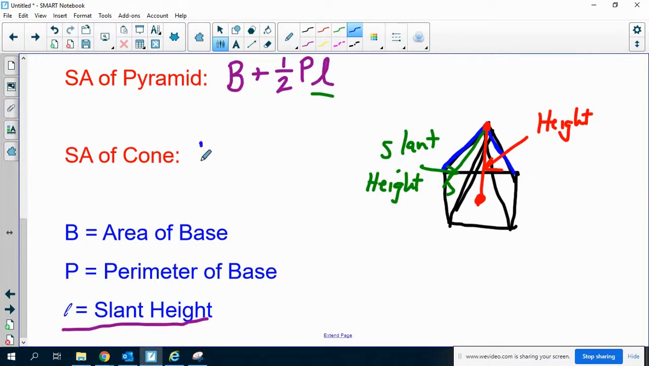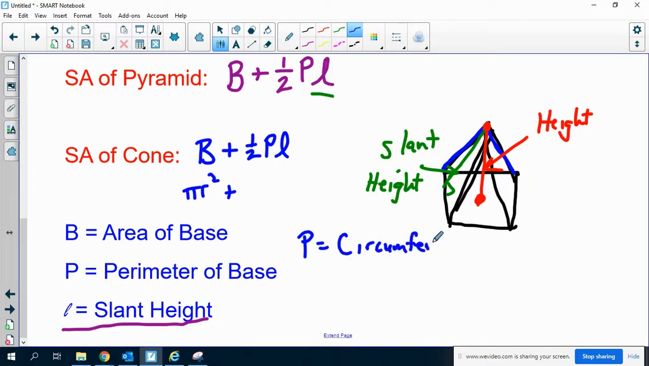So surface area of a cone is likewise exactly the same: area of a base, which in a circle is pi r squared, plus 1/2 perimeter of the base times the slant height. Well, remember, in a circle, the perimeter is the circumference, which is 2 pi r. So the 1/2 and the 2 cancel out, and we have pi r L. So if you want the surface area of a cone to have a special formula, there it is.